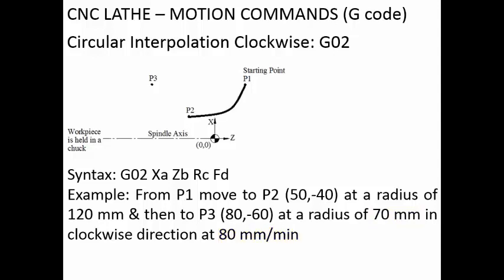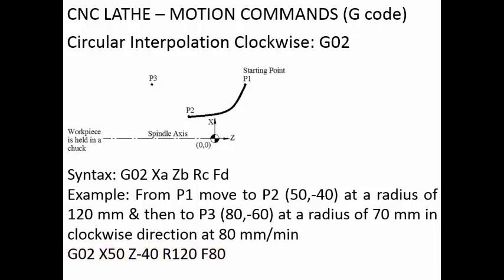So for the first motion from P1 to P2, the clockwise motion is like this. It is coming up to this particular point. So the G code, or the program, will be G02, X50, Z minus 40, R120 and F80. All the parameters are clear. X50 because 50 is the X coordinate of point P2, Z minus 40 is the Z coordinate of point P2, R120 is the radius from P1 to P2, and F80 is the feed rate at which the tool has to move.